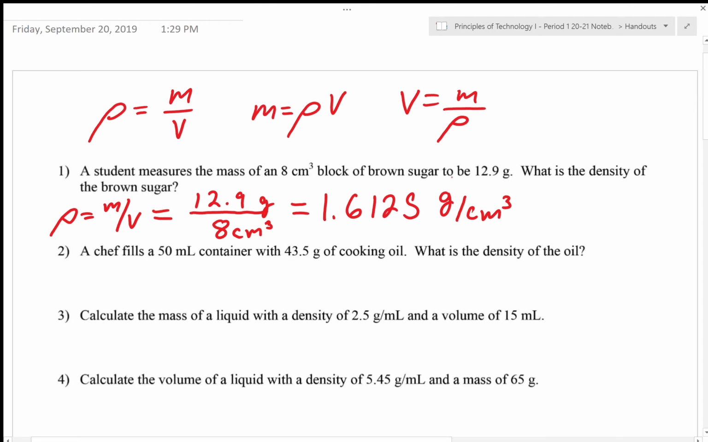The question didn't ask us to find any particular unit of density, so we're going to use the units that were given to us, grams divided by cubic centimeters, and that is going to be what our answer is going to be in.